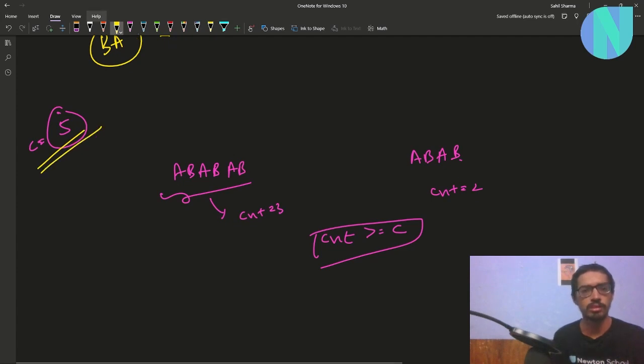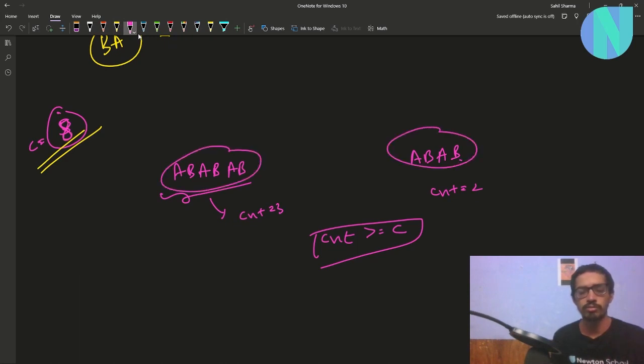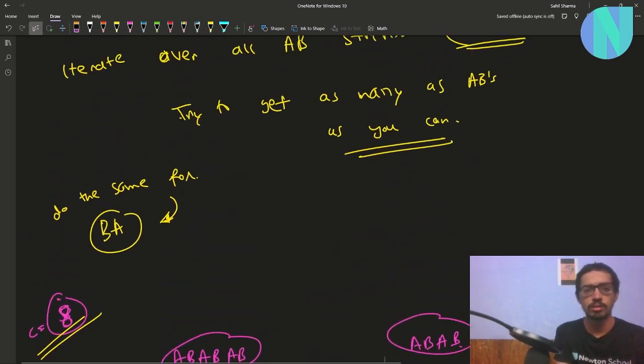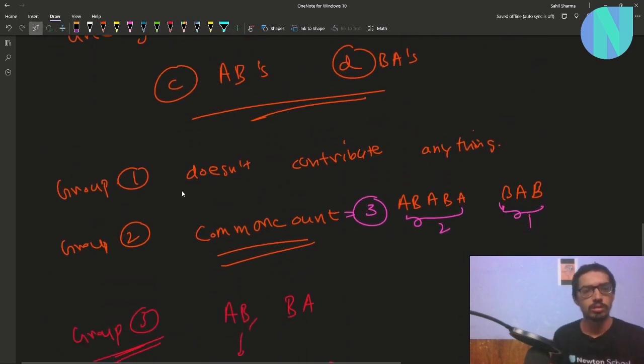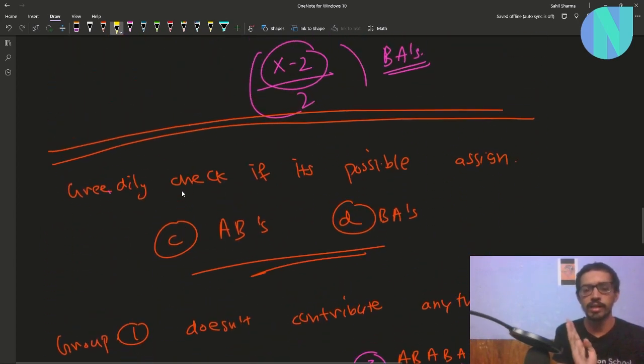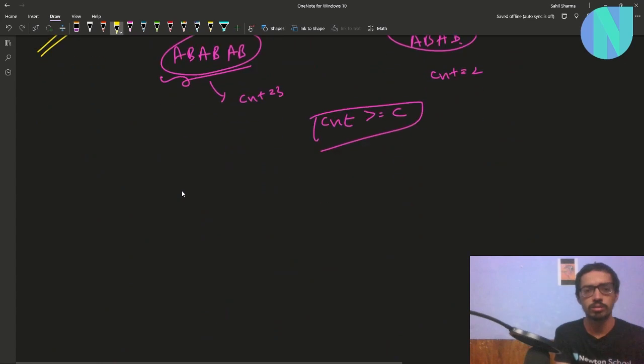For example, if your C is equal to 8 here, now your AB strings are only contributing 5. So you need 3 more AB strings. So that is where your common count will help. Now you know there is a group 2 of string. There are some strings in group 2 that will contribute to your common count, right? So your common count is equal to 3 here. So now you can take 3 ABs from your common count.